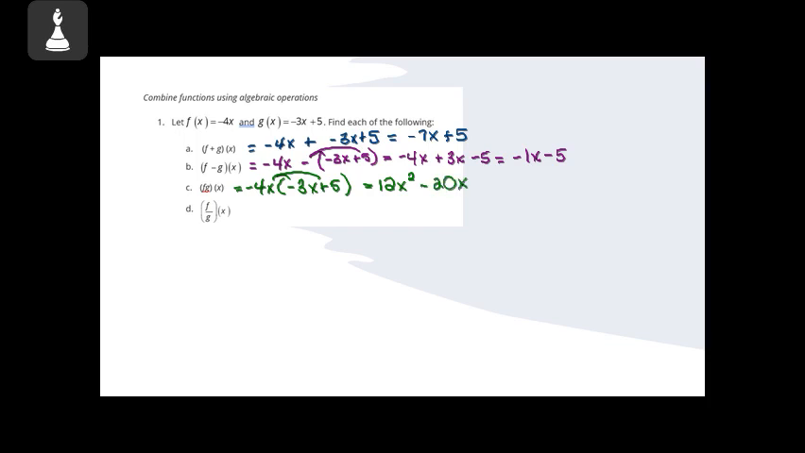And the last one they want us to do is f divided by g of x. So we put f, negative 4x, over g, negative 3x plus 5. And we can't simplify that, so that one is done.